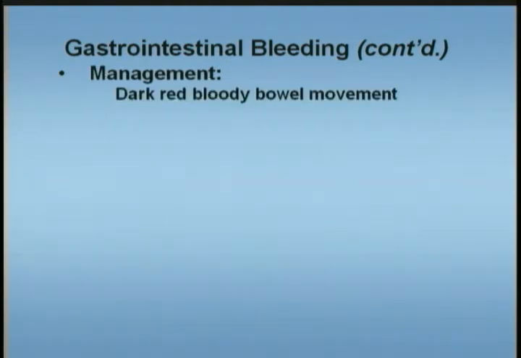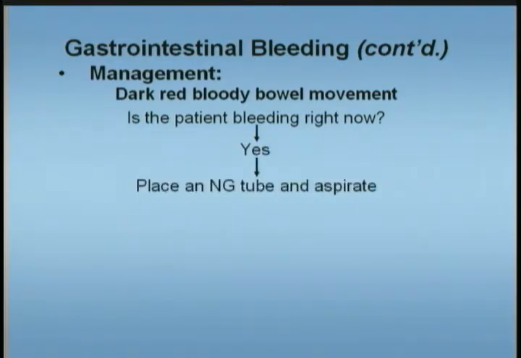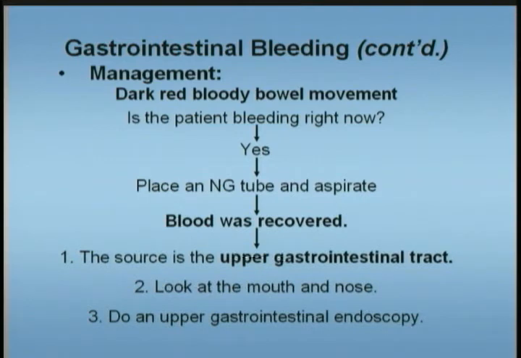All right, let's continue now with thought of management. If the description is a dark red bloody bowel movement, ask yourself right away, is the patient bleeding right now? If he's bleeding right now, put an nasogastric tube and aspirate. If you recover blood, the source is in the upper GI tract, you look at the mouth, you look at the nose, and you follow that with an upper GI endoscopy.